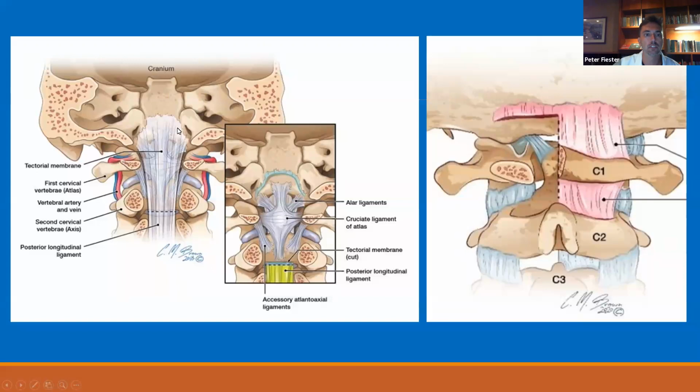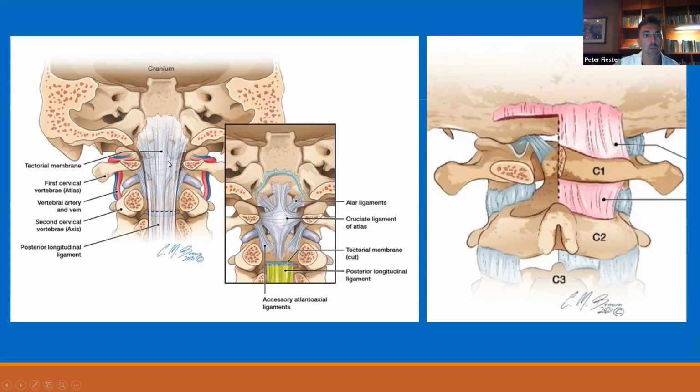And then just for completeness' sake, to get another view of these ligaments on coronal, the tectorial membrane again here inserts very high up along the dorsum aspect of the clivus, interdigitates with the dura directly and forms a sling, and then continues down as the posterior longitudinal ligament.